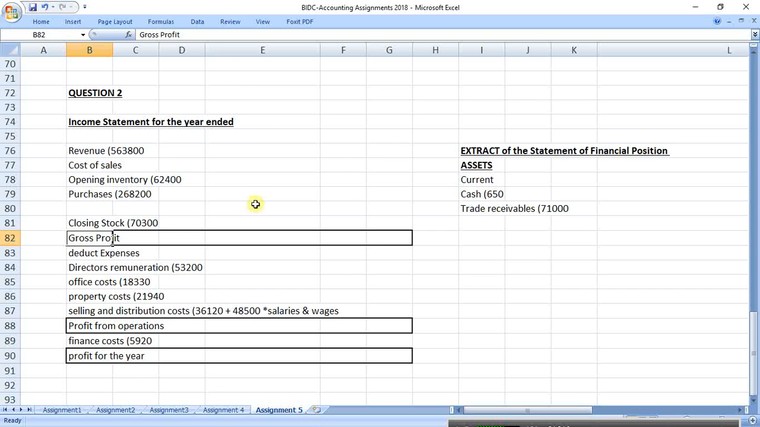Where's closing? I don't have. Oh, yeah, it's there. Just give me a minute. Do you have more? Just use this pencil. Okay. What was it? 70,300, yeah, it's on the top there. Okay.